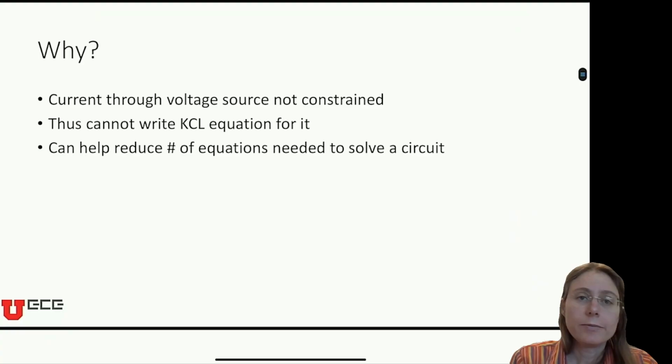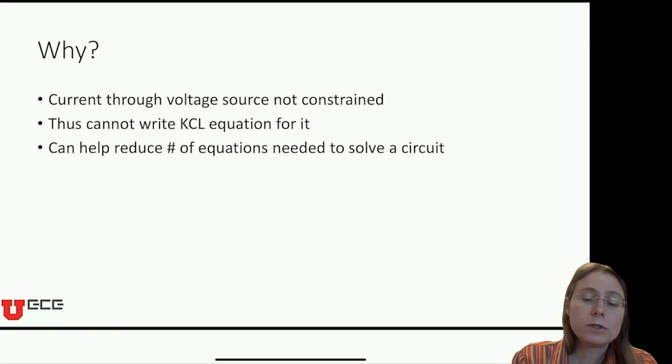And just to reiterate, we need a supernode whenever we have a voltage source that has a non-constrained current. We can write a KCL equation for it, but we can't write an Ohm's law to replace those KCLs.